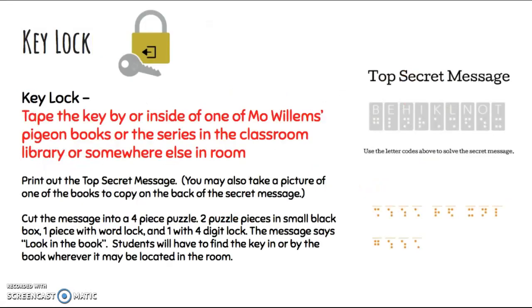For the key lock, once again, you'll have the key taped somewhere that we talked about earlier, either in the book or somewhere in the room. The top secret message, the students will have all the puzzle pieces to put it together. When they put it together, it looks like this. They have to solve the code. The code spells look in the book. So then they'll look to find where the book is that corresponds to the story.